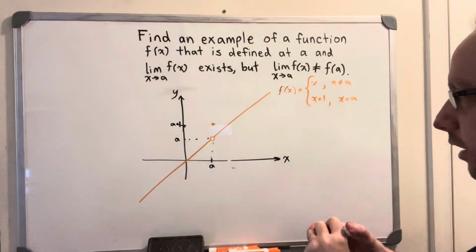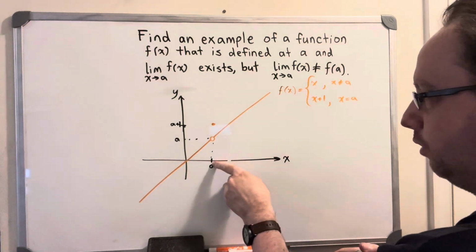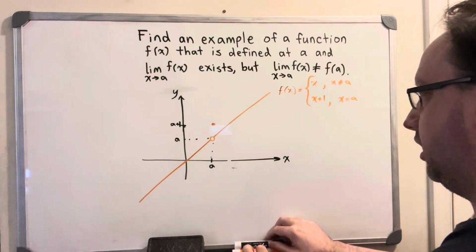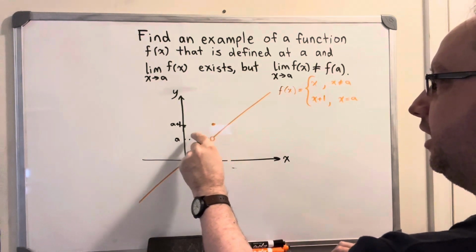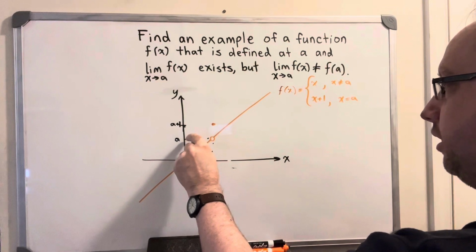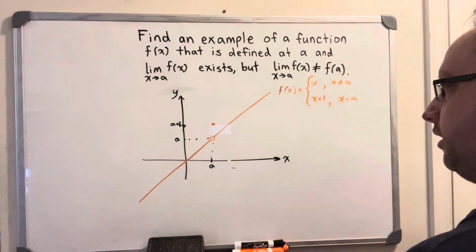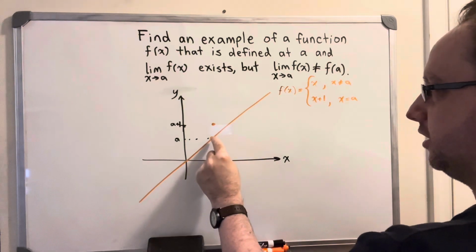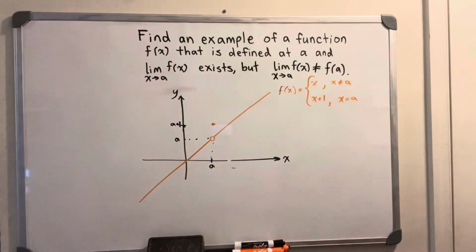I mean, you could get so close to a, within a billionth of a unit, and the value would still be within a billionth of a, but when it is exactly a, suddenly it's over here. Do you remember the definition of the limit?